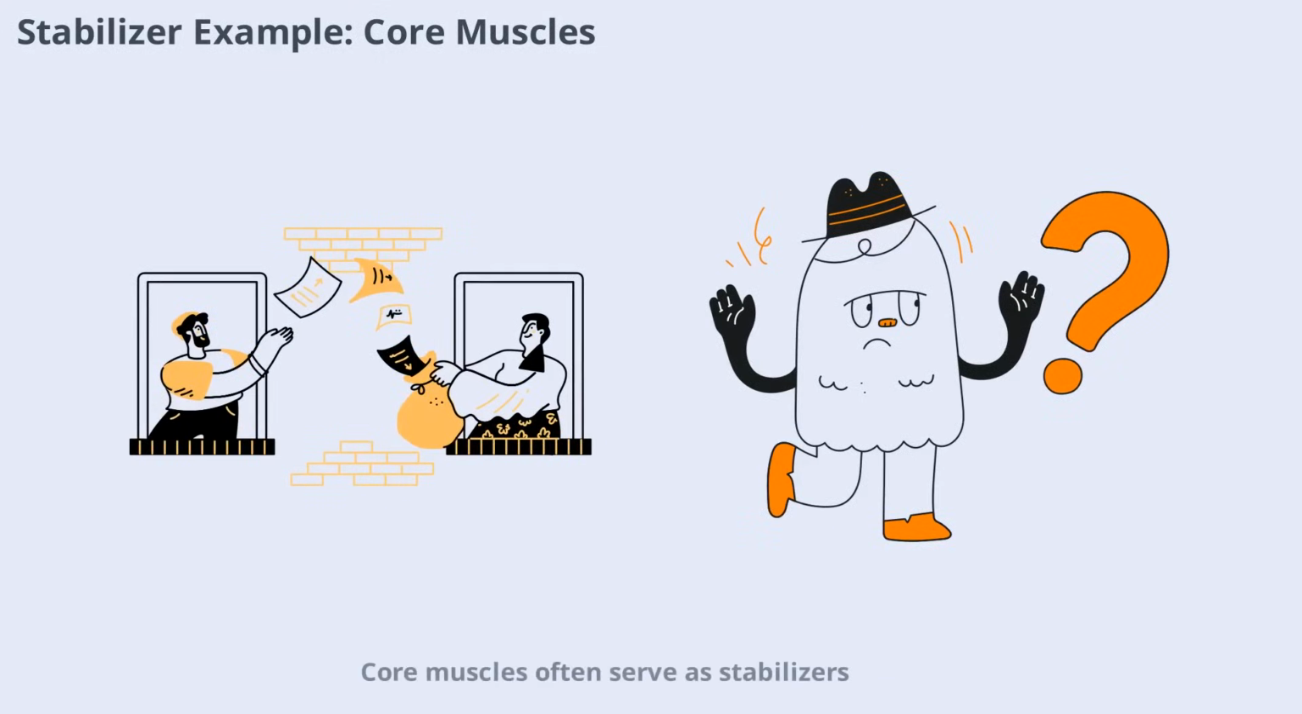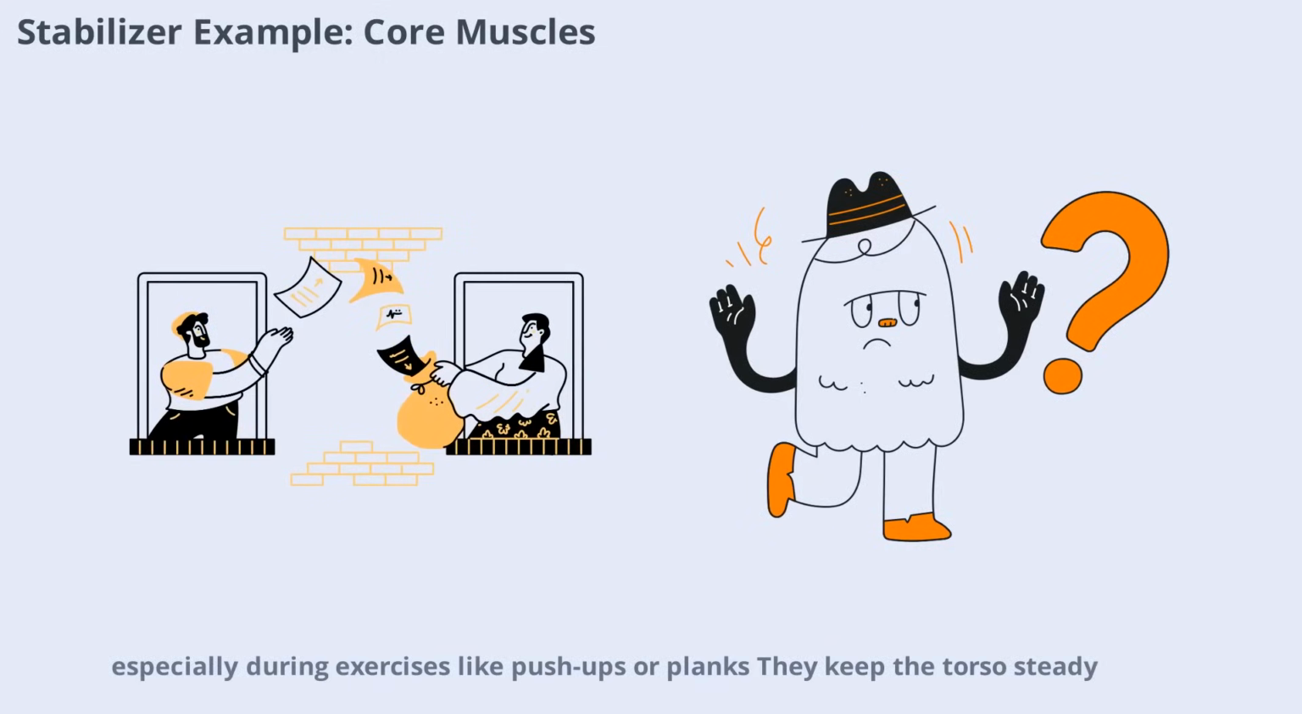Core muscles often serve as stabilizers, especially during exercises like push-ups or planks. They keep the torso steady, allowing the arms and legs to move efficiently. Strong stabilizers are essential for posture, balance, and injury prevention, making core training a key component of any fitness routine.